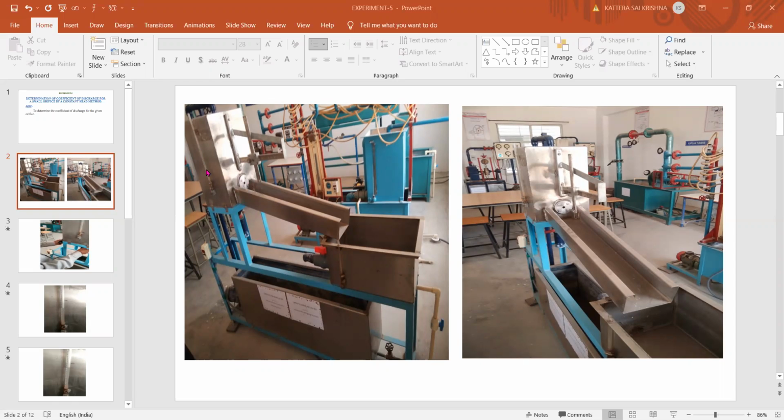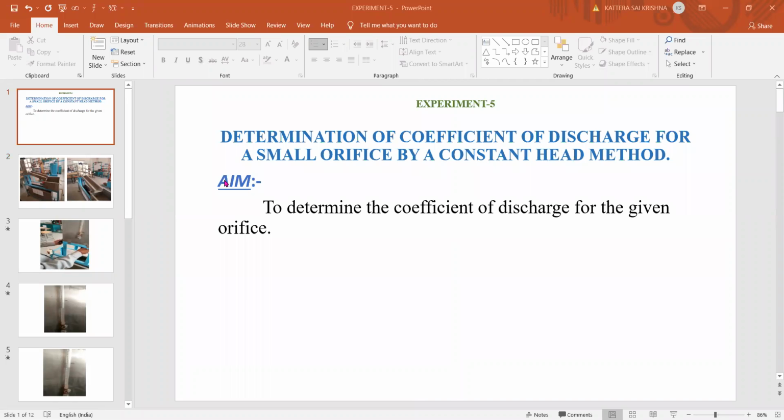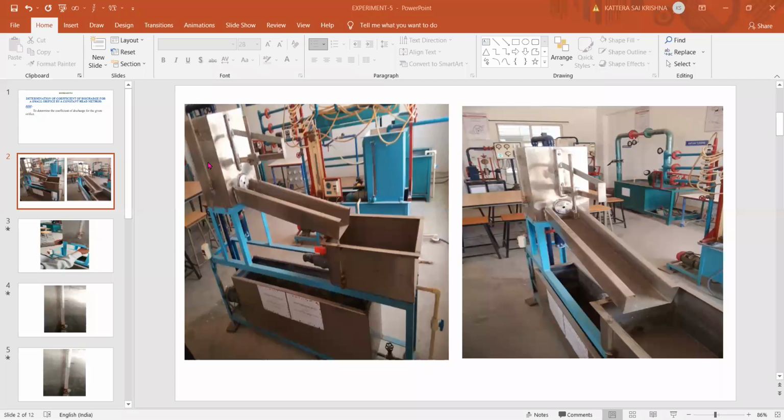Here you can see there is an arrangement of a transparent tube for taking the head value, the constant head. We need to take a constant head. But when you are filling the tank, the water should stay constant here, as the water continuously flows out from the orifice. As you fill, the water will be coming out from the orifice. But you should maintain it in such a way that even though water comes out from the orifice, the level of the water doesn't change. That is the term used as the constant head method.